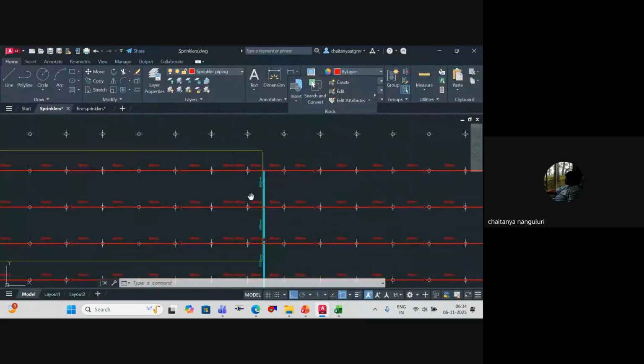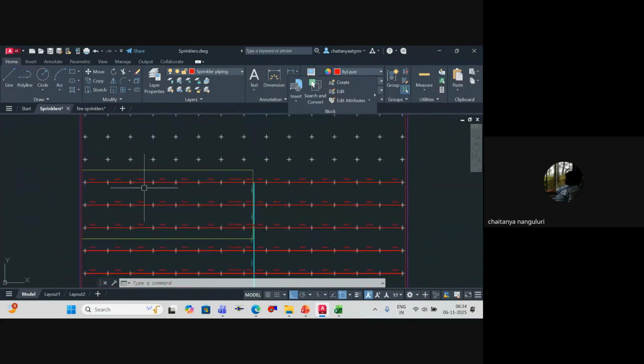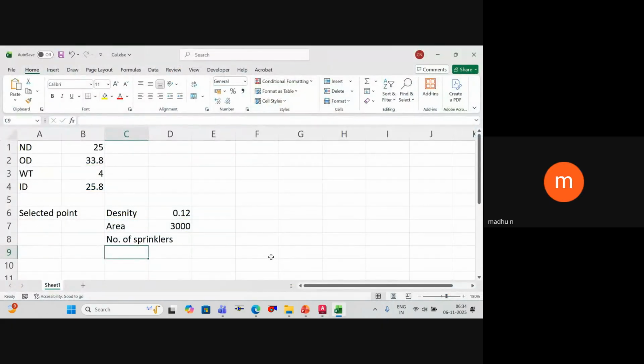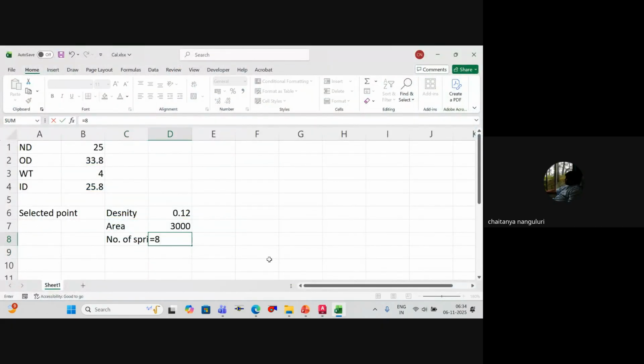Area is 3000 SFT, and the number of sprinklers, if you take it, is approximately how much? 1, 2, 3, 4, 5, 6, 8. 8 into 3. We got 24 sprinklers.